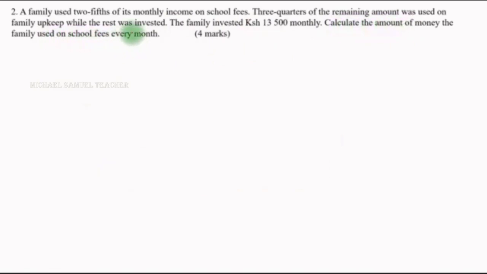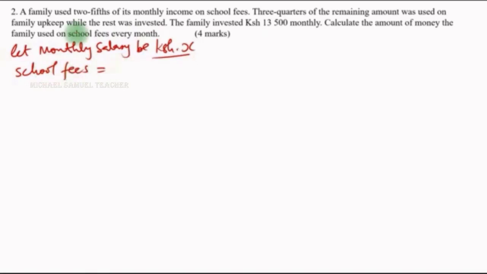Alright. In our case, we don't know the salary the family was earning. So we can say, let the monthly salary be X shillings. Then the amount spent on school fees is 2/5 of X, their monthly income. Then 3/4 of the remaining amount was used on family upkeep. So the remaining amount was X minus 2 over 5X, which is 3 over 5X.